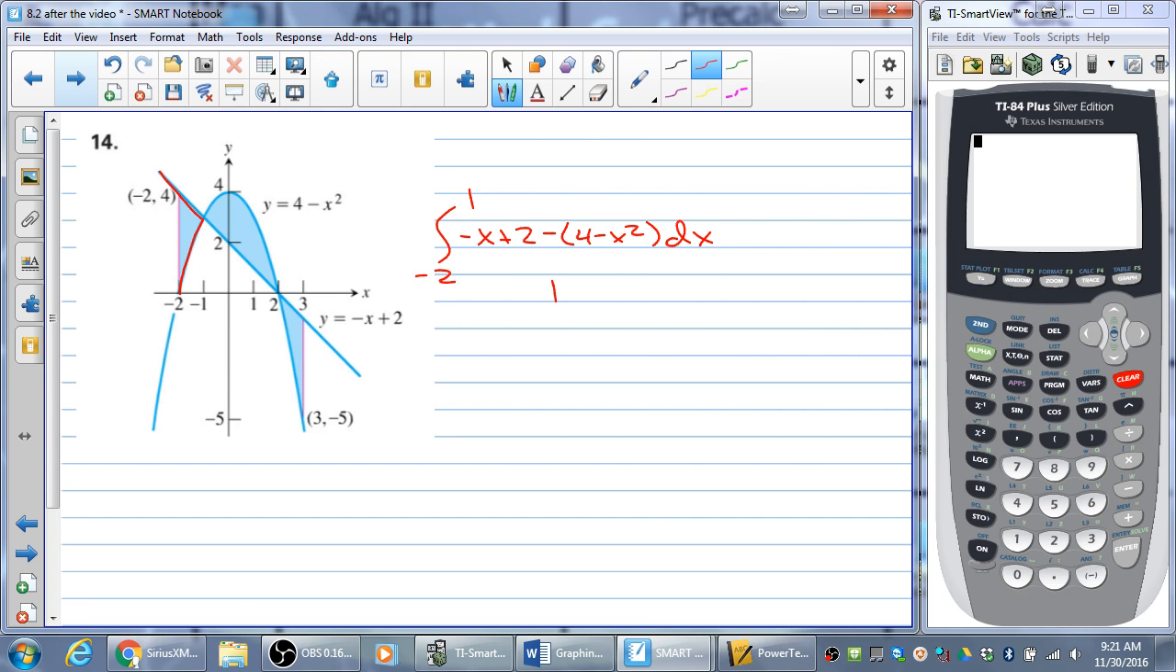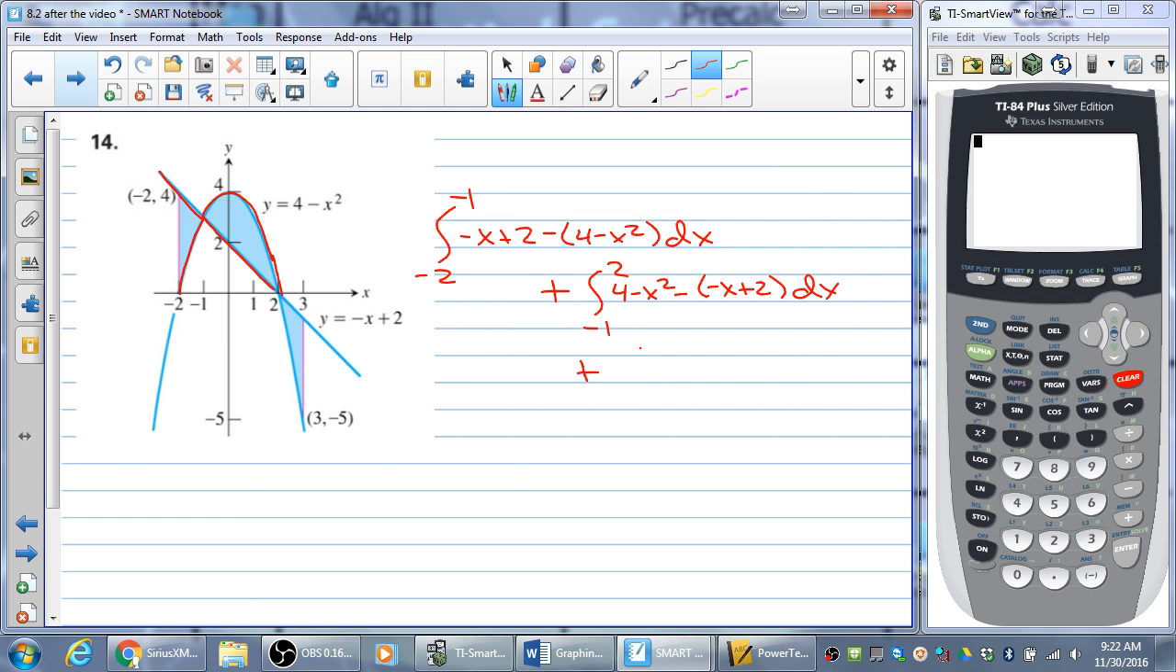Then we're going to add, and I would write this on the same line if I had room. Go ahead. -2 to -1. Not 1, -1. Then from -1 to 2, now they switch places. Now the parabola is the top function and the line is the bottom function. 4 minus x squared minus -x plus 2 dx.